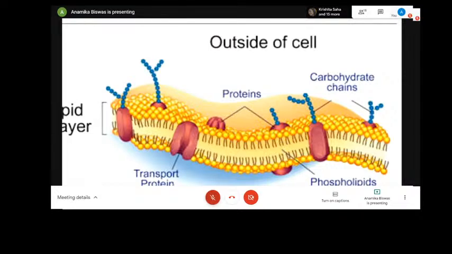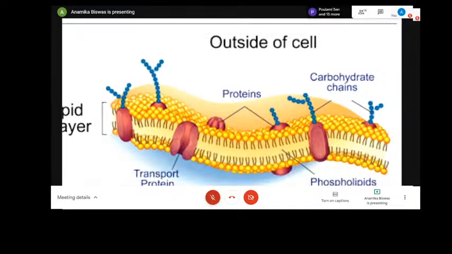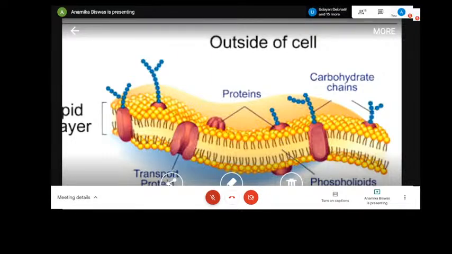Now some carbohydrate structures are also present, that means 1 to 5% of the chemical composition. Carbohydrates are also present in plasma membrane. These are associated with the phospholipids, that means with the lipids, or with the peripheral proteins to form glycolipids and glycoproteins respectively. You can see the blue color chain, these are carbohydrate chains. When this carbohydrate is attached to the protein, they form glycoproteins. When this carbohydrate chain is attached to the lipid, then it is called glycolipids.